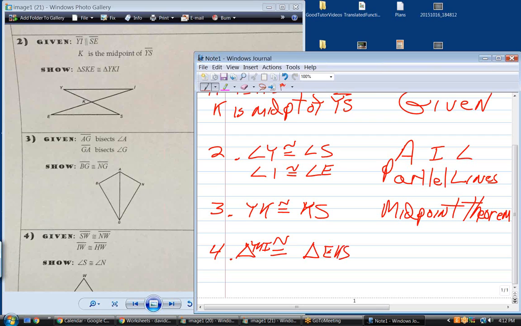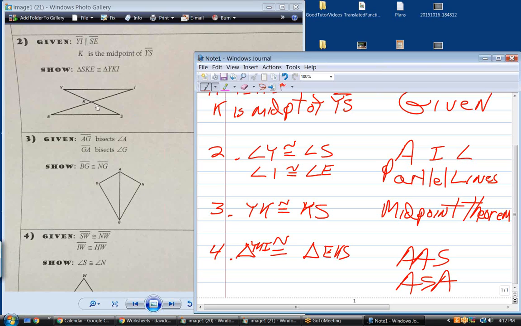Because angle side. No, it's not angle side. No, we got two angles and we got one side. Okay, the way you figure it out, it's one of two things. It's either angle side angle or angle angle side, right? Those are the only two theorems that have two A's in them.